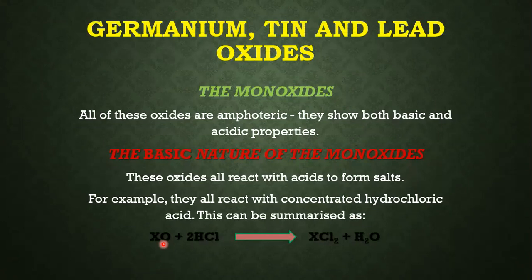The next are germanium, tin, and lead oxides. First, we will study their monoxides. All these oxides are amphoteric, as these are the bottom members of group 4, and they show both acidic and basic properties. First of all, we study the basic nature of the monoxides. Basic nature means they react with acid to form salts. Here is the reaction: monoxides of germanium, tin, or lead react with HCl to give salt plus water. This monoxide is revealing its basic nature, as it is reacting with HCl.